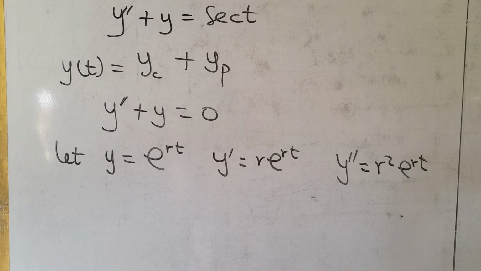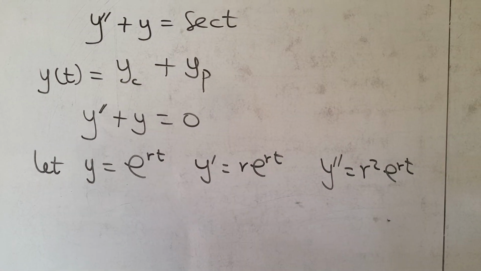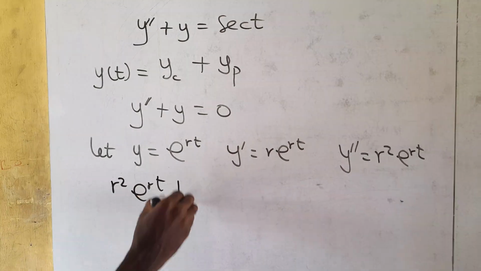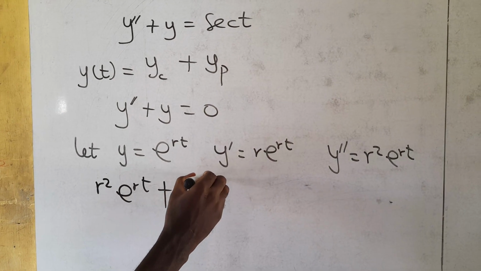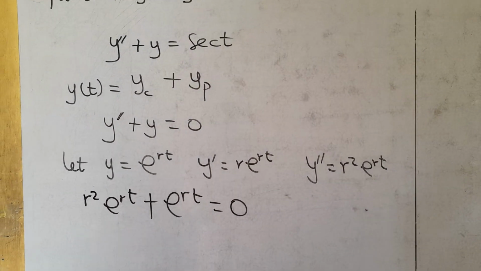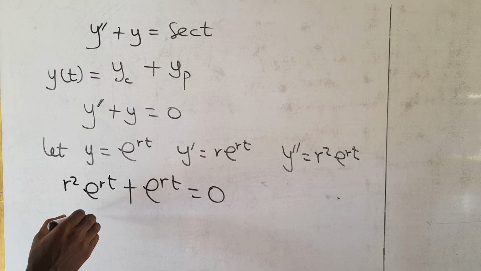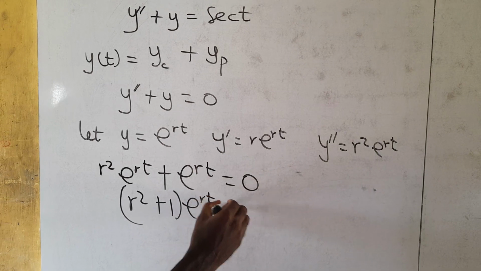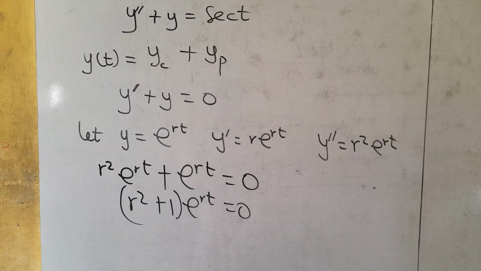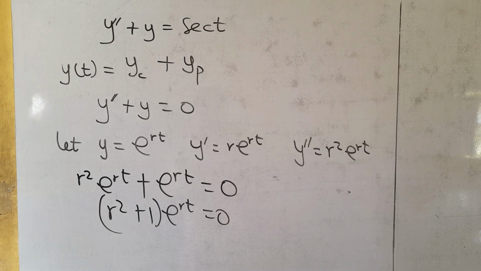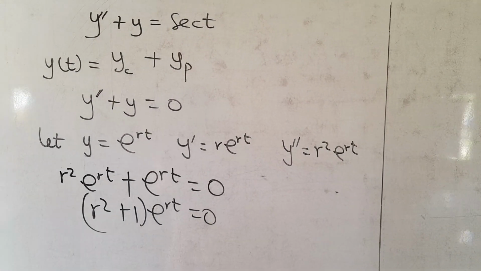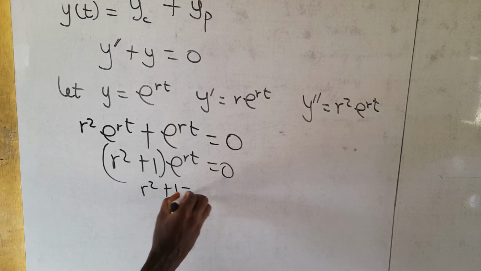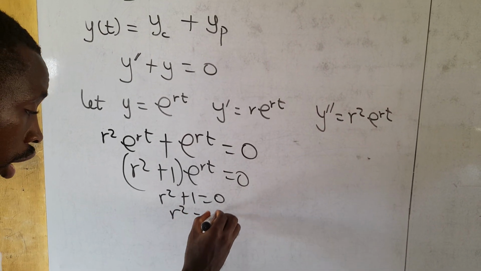So what do we do next? We substitute. So y prime prime, which is r squared e exponent r t, plus our y, which is e exponent r t, will be equal to 0. What is common to them? E exponent r t is common. So r squared plus 1 times e exponent r t is equal to 0. Please do well to check out my videos on how to solve homogeneous higher order ordinary differential equations. So when we divide both sides by e exponent r t, we can say r squared plus 1 is equal to 0. R squared will be equal to negative 1.